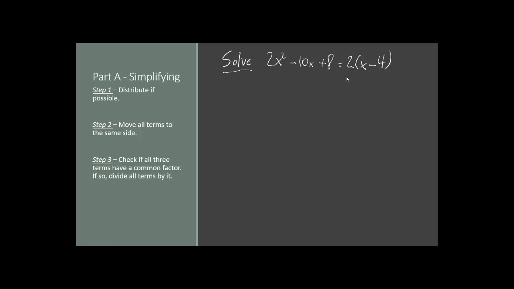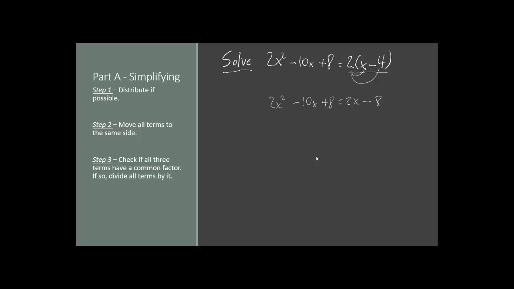The first thing we want to do is to try to distribute anything we can to make it easier to move the terms around. We do have an expression here that we can distribute, and we can say 2 times x is 2x, and 2 times negative 4 is negative 8. And the rest of the expression will stay the same for now.